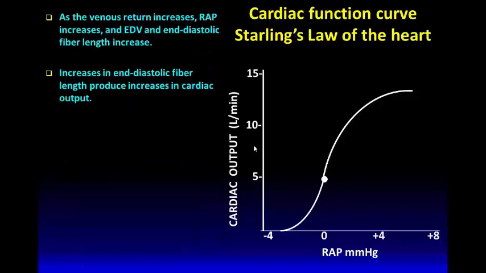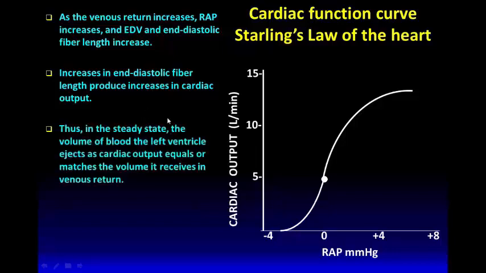So as the venous return increases, right atrial pressure increases and the end diastolic volume increases. And when the end diastolic volume increases, the end diastolic fiber length increases because the myocardial fibers are stretched more and more as the end diastolic volume increases more and more. Increases in end diastolic fiber length produce increases in cardiac output.